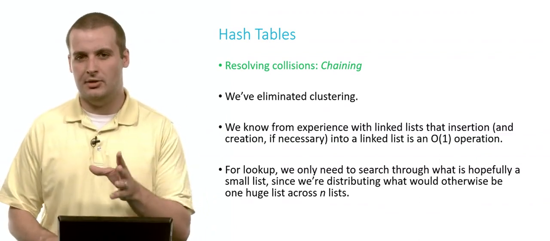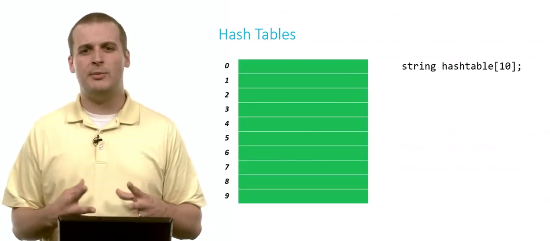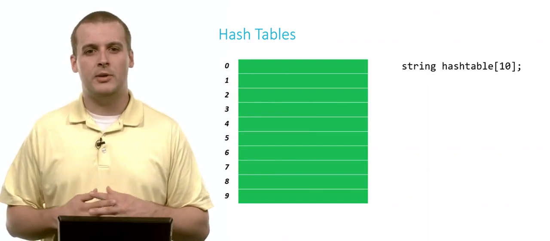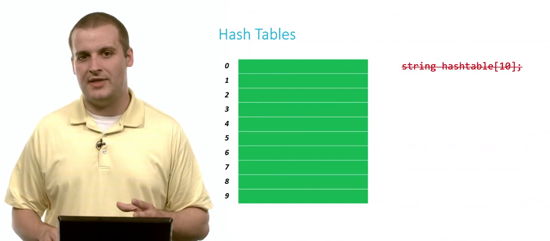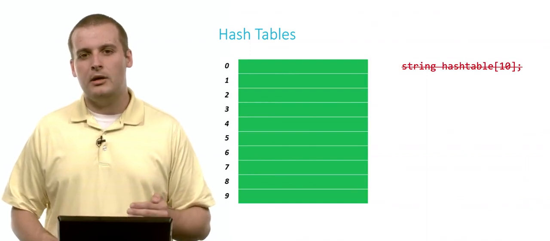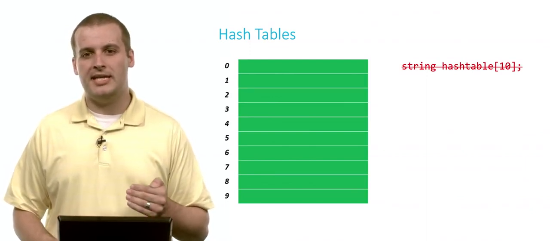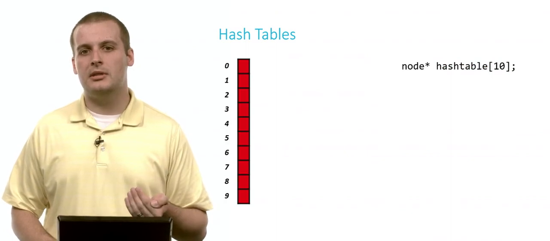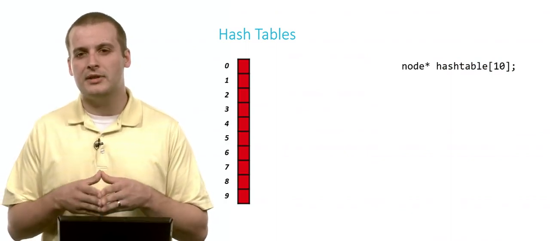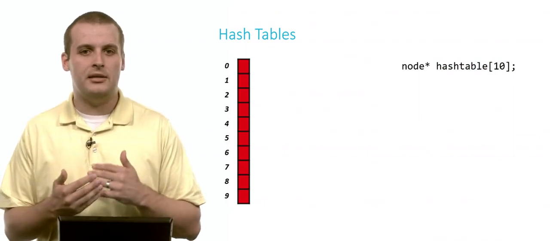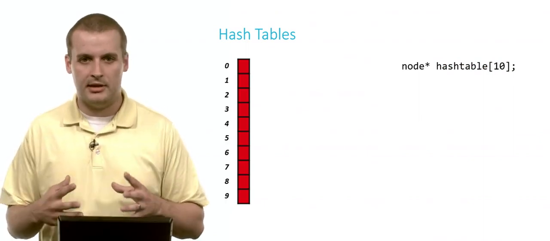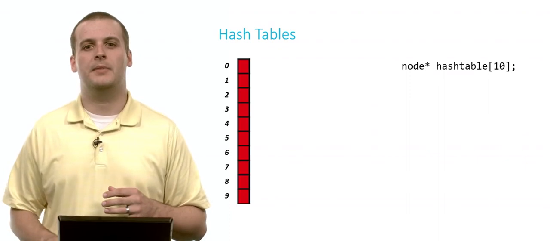Let's see how this might actually look, though. This was the hash table we had before. We declared a hash table that was capable of storing 10 strings. Well, we're not going to do that anymore. We already know the limitations of that method. Now, our hash table is going to be an array of 10 nodes, pointers to heads of linked lists. And right now, each one of those 10 pointers is null. There's nothing in our hash table right now.